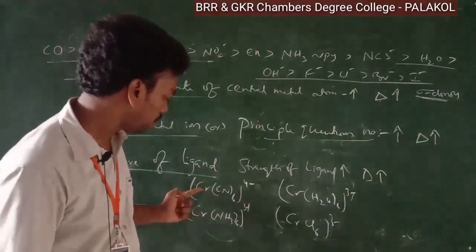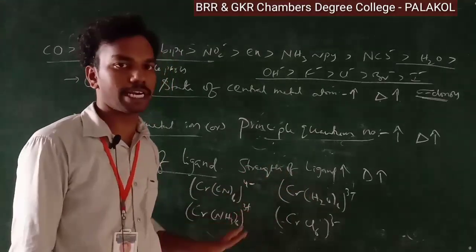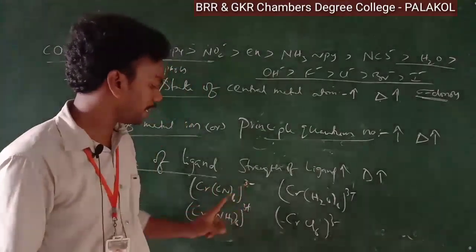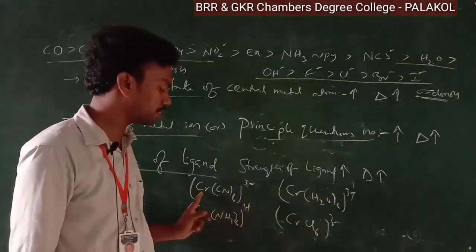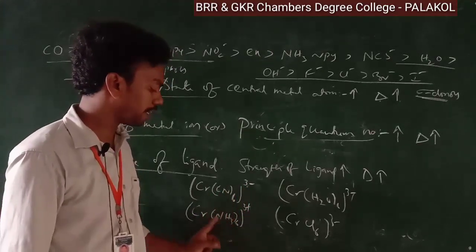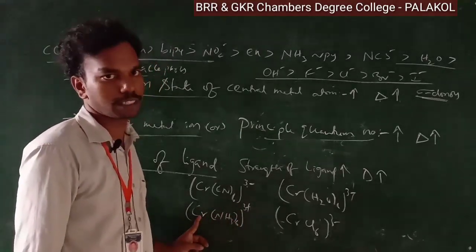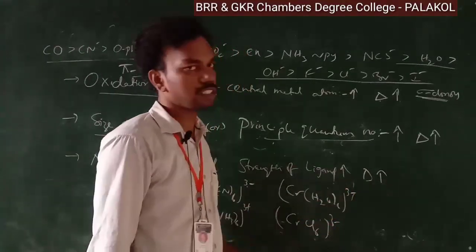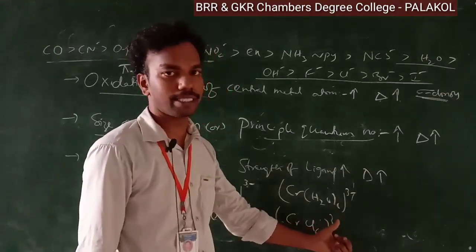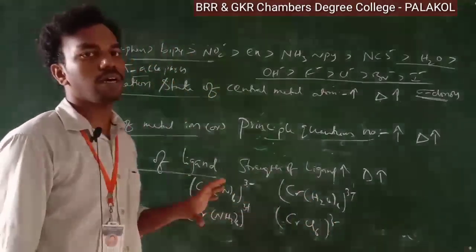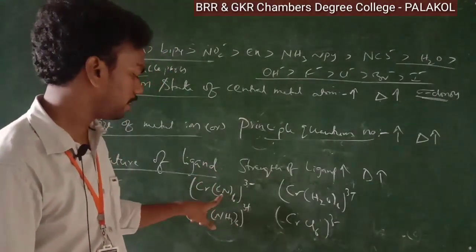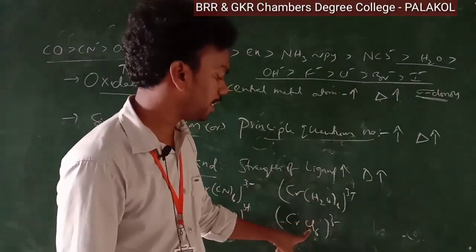If you see these examples, in all four complexes we have chromium as the central metal atom. For [Cr(CN)6] 3 minus, the oxidation state is x plus 6 into minus 1 equal to minus 3, so x comes out to be plus 3. In [Cr(NH3)6], ammonia is a neutral ligand, so the overall charge belongs to chromium, which is plus 3. Similarly for water, chromium is plus 3. For [CrCl6] 3 minus, x plus 6 into minus 1 equals minus 3, so x is plus 3. So all four complexes have oxidation state plus 3: same central metal atom, same oxidation state, but different ligands: cyanide, ammonia, water, and chloride.